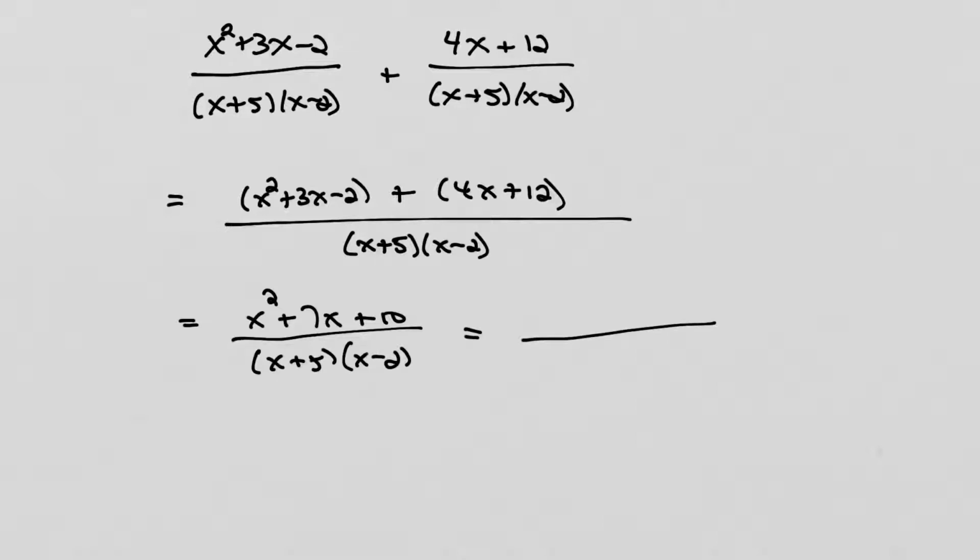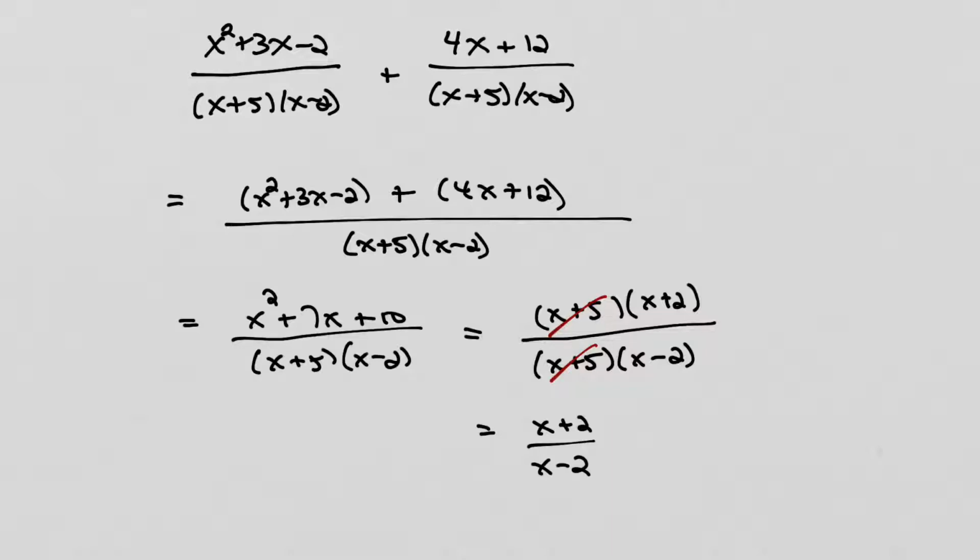Okay. And then if you notice that x squared plus 7x plus 10, that will actually factor. That gives me an x plus 5 and an x plus 2. And then what I could do from here is cancel off these common multiples, and what's going to be left over is just an x plus 2 over an x minus 2.